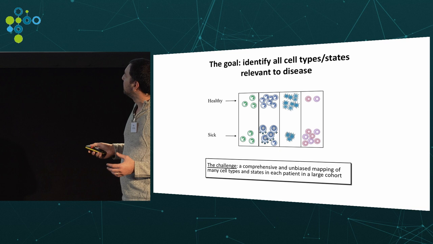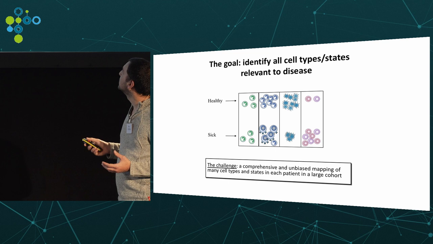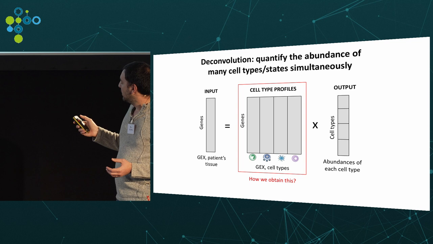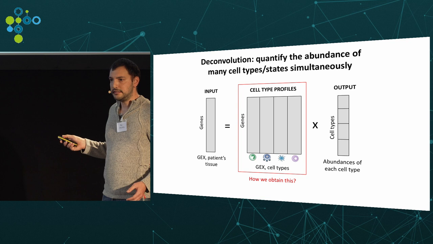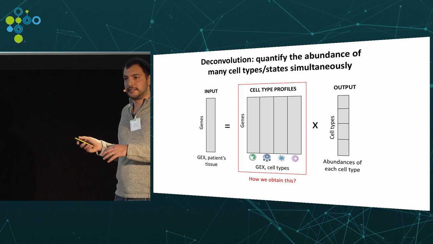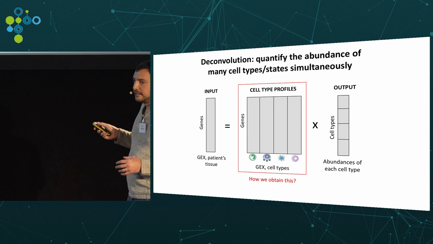But the challenge is, how can we find this cell composition in an unbiased way in a very large cohort of individuals? So one solution, as said before, is using cell deconvolution. For those who don't know what cell deconvolution is, the idea is that if you have a genetic profile, for example gene expression profiles in bulk data, and you know the expression profile of each cell type, you can use a linear model, such as regression models, to calculate for each one of the cell types its quantity in the bulk data.